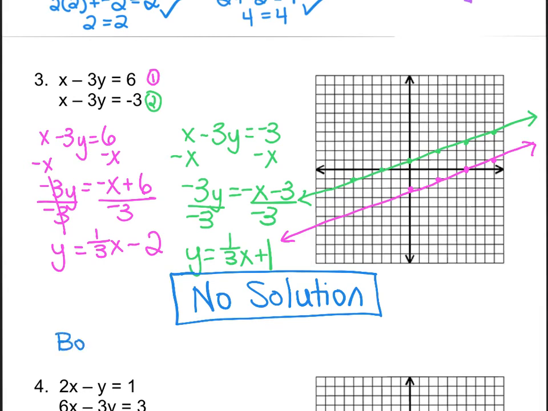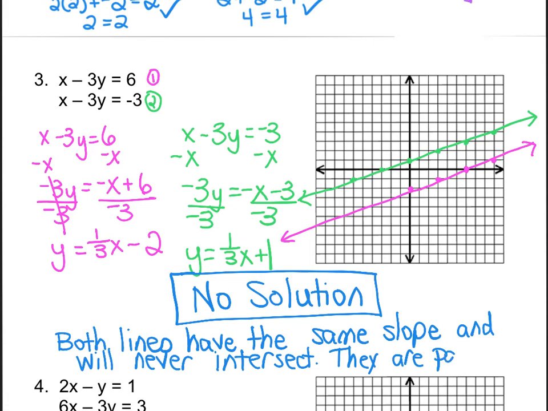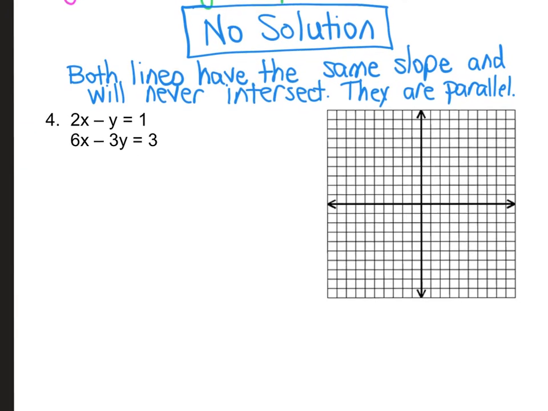So I'll even write that. Both lines have the same slope and will never intersect. So that's one of our special cases. So we'll put they are parallel. So let's look at our last problem.